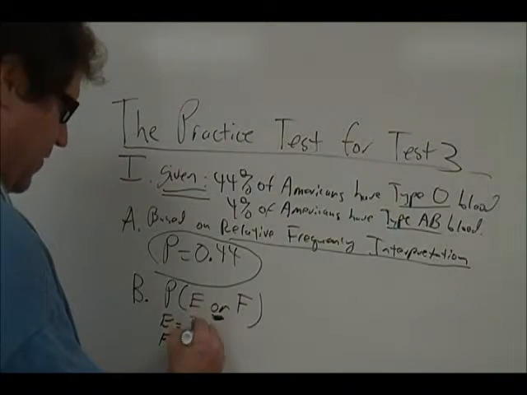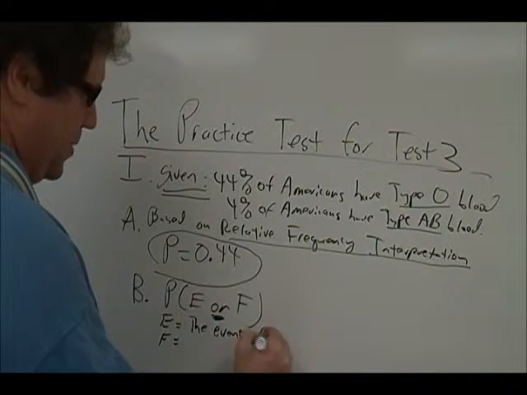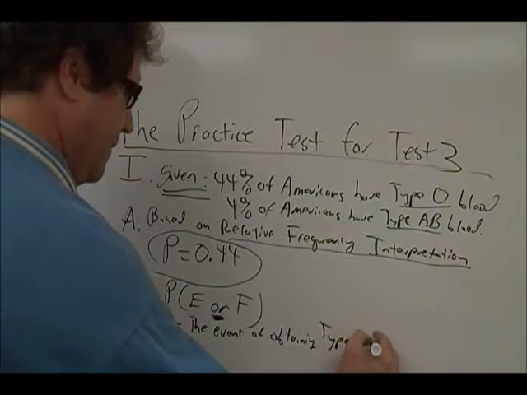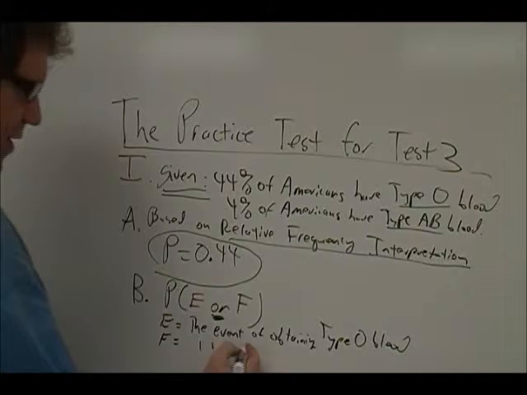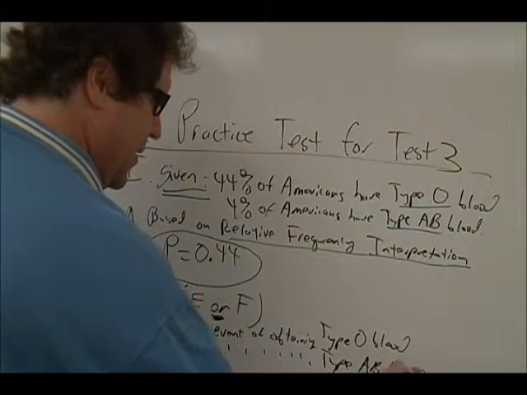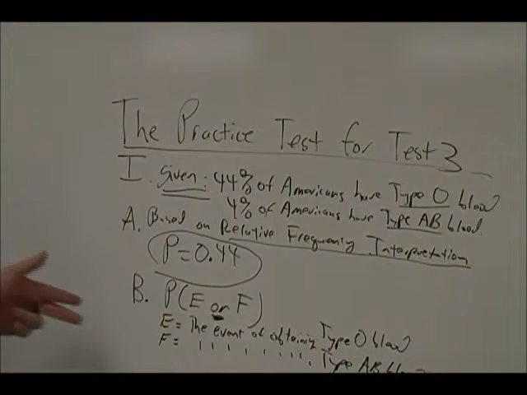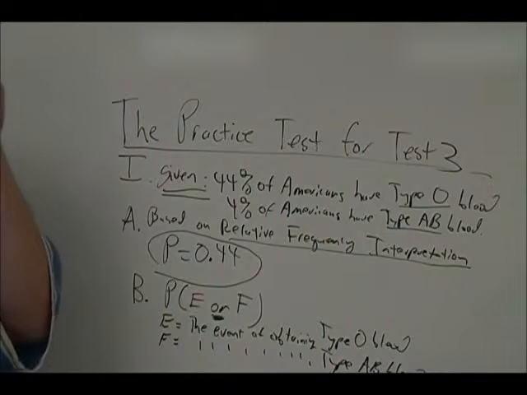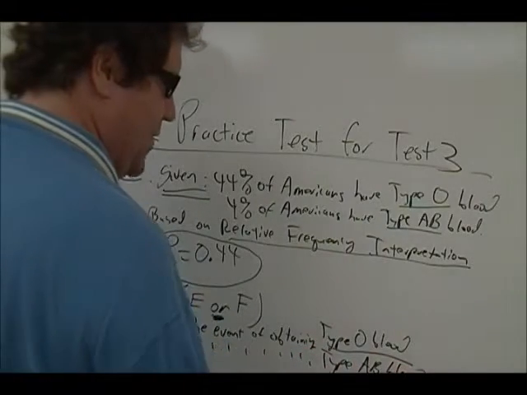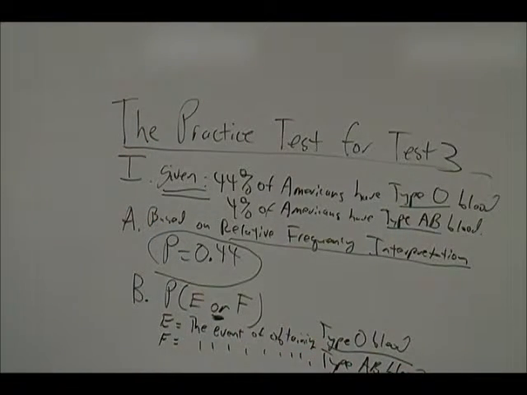E would be the event of obtaining type O blood, and F would be the event of obtaining type AB blood. Now, to be mutually exclusive means that two events cannot occur simultaneously. If you randomly select an American citizen, can that citizen both have type O blood and have type AB blood at the same time? And the answer is no.